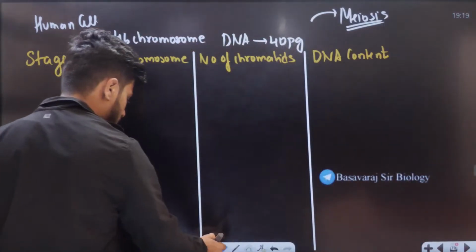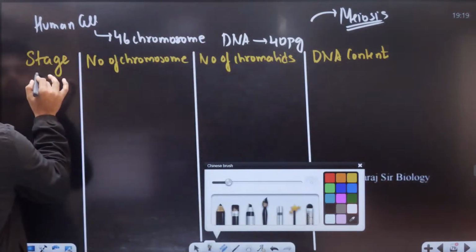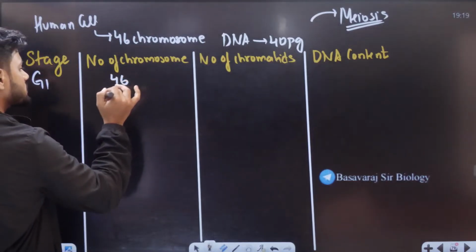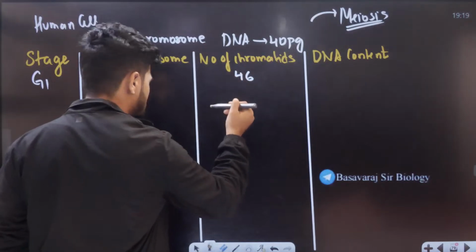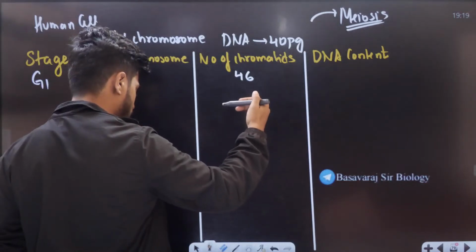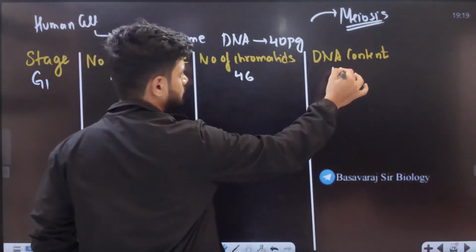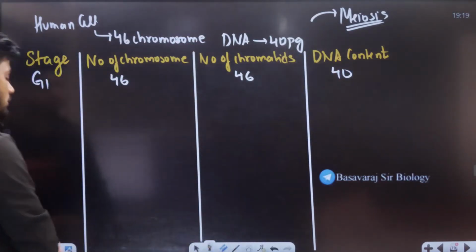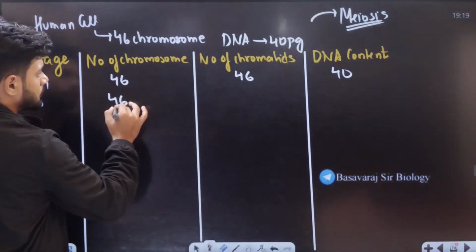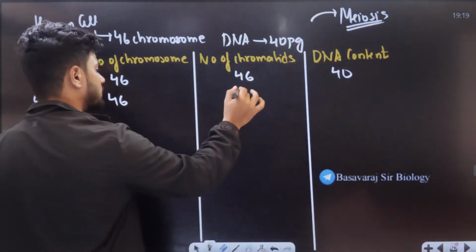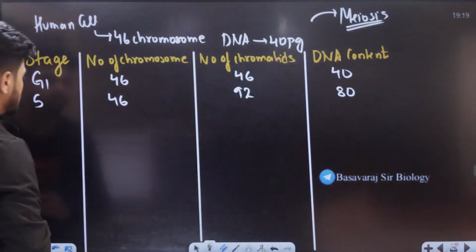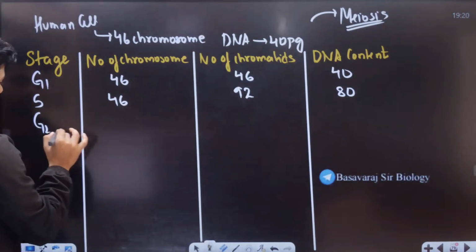Let's start with G1. Number of chromosomes, tell me in the chat quickly. We'll have 46 chromosomes, 46 chromatids. DNA content in G1 is going to be 40 picogram. Let's take S. Number of chromosomes is going to remain the same. Chromatids are going to double, 92. DNA content doubles to 80 picogram. G2 is going to remain the same.